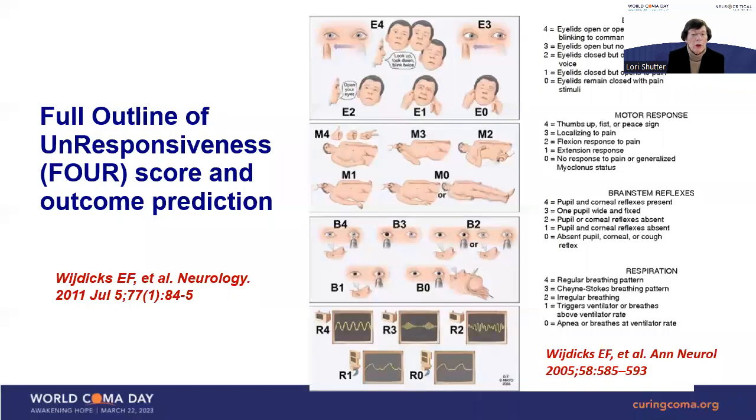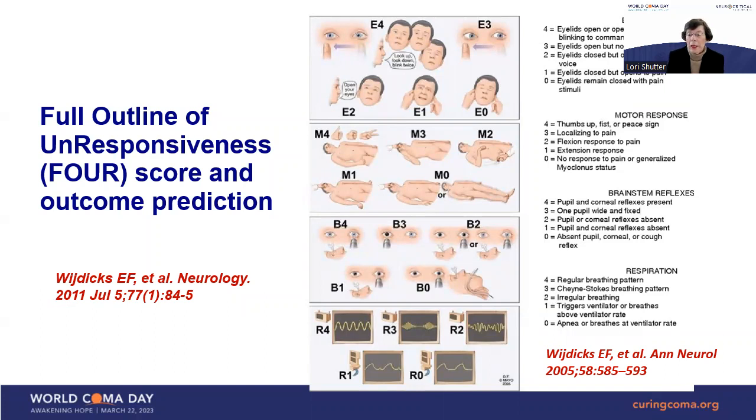So briefly on the FOUR score, first reported in 2005, the graphic here shows you the different components of the test, and you notice that there is a lot more assessment of brainstem reflexes when compared to the Glasgow Coma Scale, as well as looking at respiratory patterns.